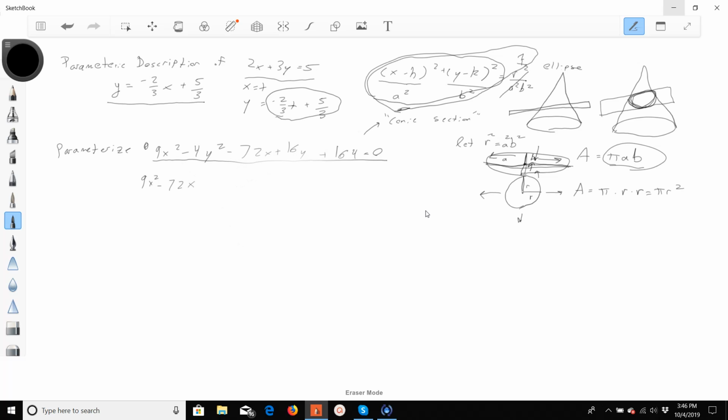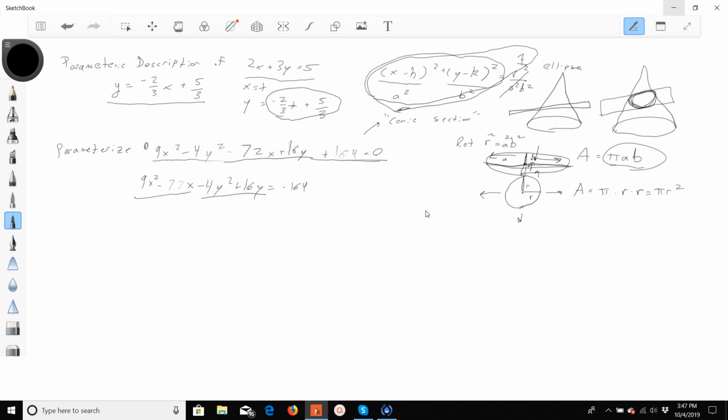Do I want to leave a space just yet? I don't think I do. Oops, my eraser got so big for a second. 72x plus 16y plus 164. Minus 72x minus 4y squared plus 16y is equal to negative 164. Now I'm basically going to complete the square for each one of these separate polynomials in x and y.